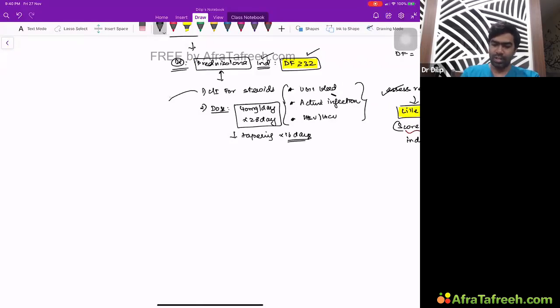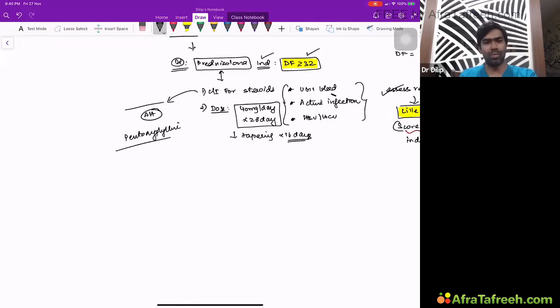Suppose you have a contraindication to steroids, then the alternative is pentoxifylline. Pentoxifylline has been proposed as a potential alternative to steroids. It's a phosphodiesterase inhibitor, we know that. It has been shown to benefit in some trials, but nevertheless, it's not as good as steroids.